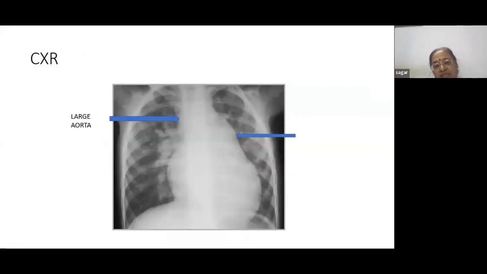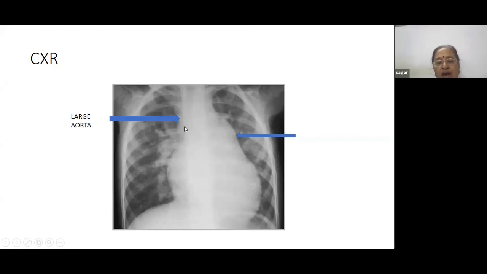And look at the chest X-ray. The one important difference in the chest X-ray between an ASD, VSD, and a PDA is the large aorta. In an intracardiac shunt, like an ASD or a VSD, the aorta will never be large. So when you look at a shunt X-ray, okay, you got a plethora, you got a left ventricular hypertrophy, whatever you say, and you think there is a shunt, look at the size of the aorta. The aorta is large, then it's a PDA. The aorta is small, it's an intracardiac shunt. It could be an ASD or a VSD that you find out.